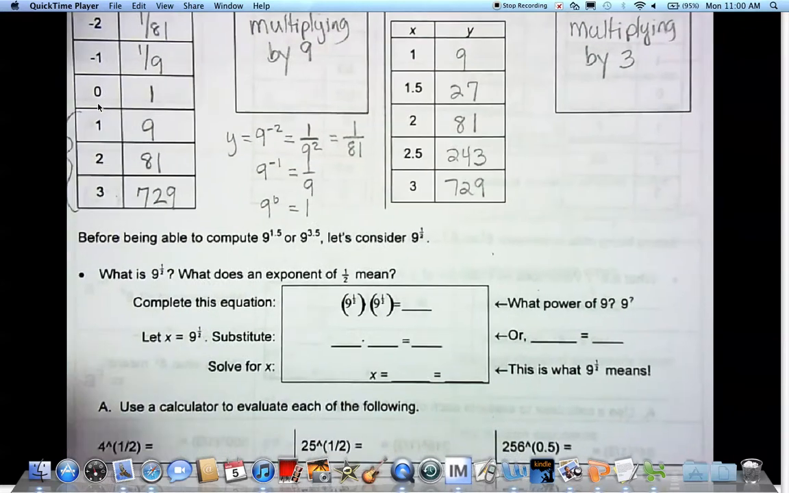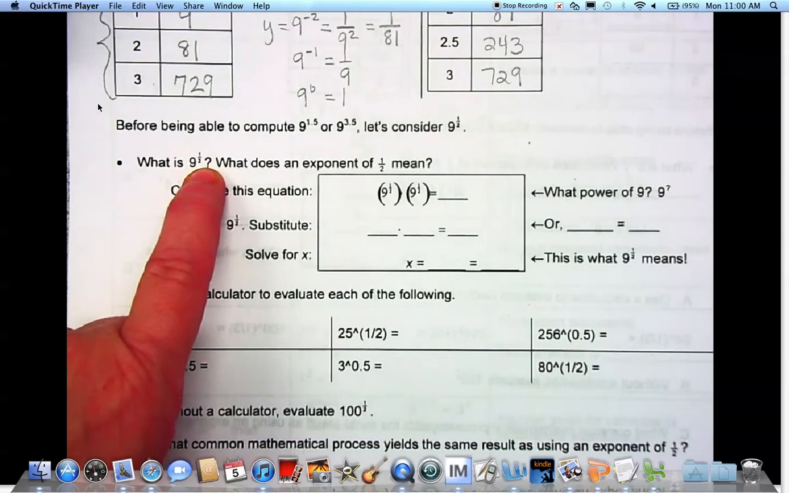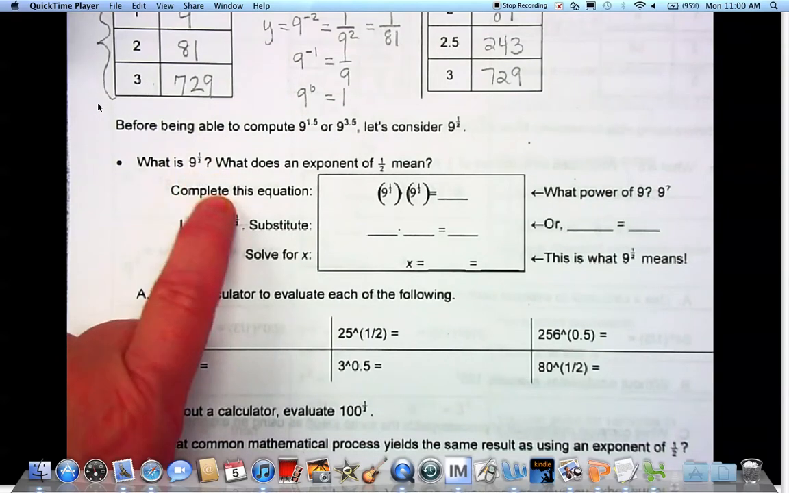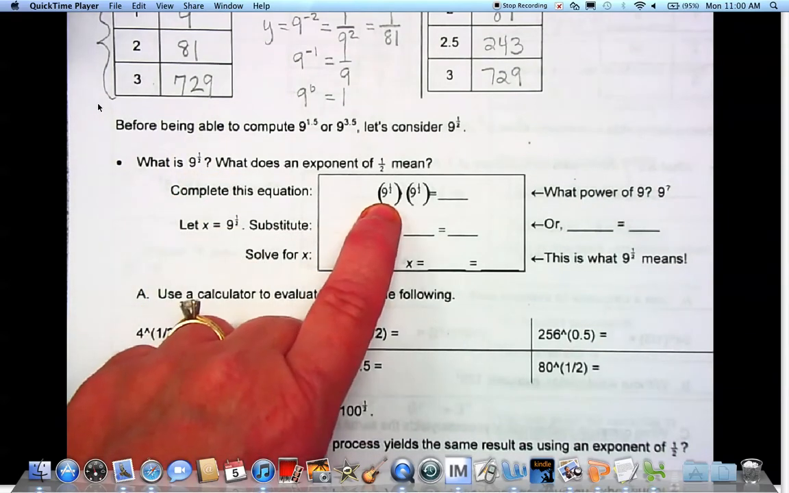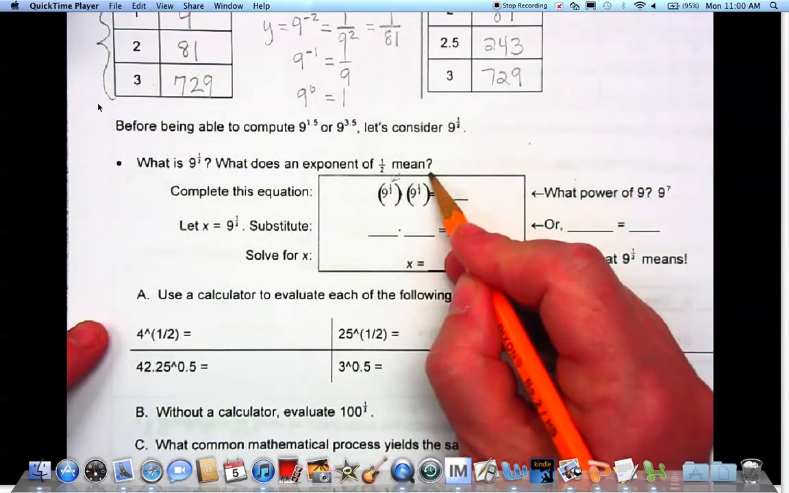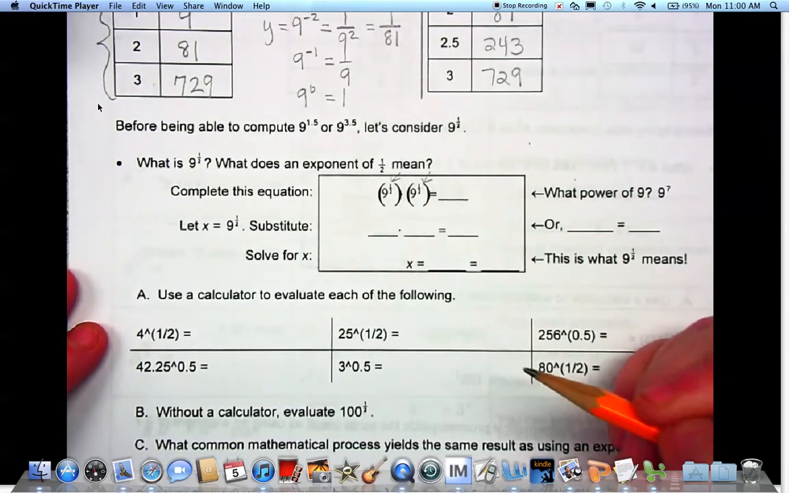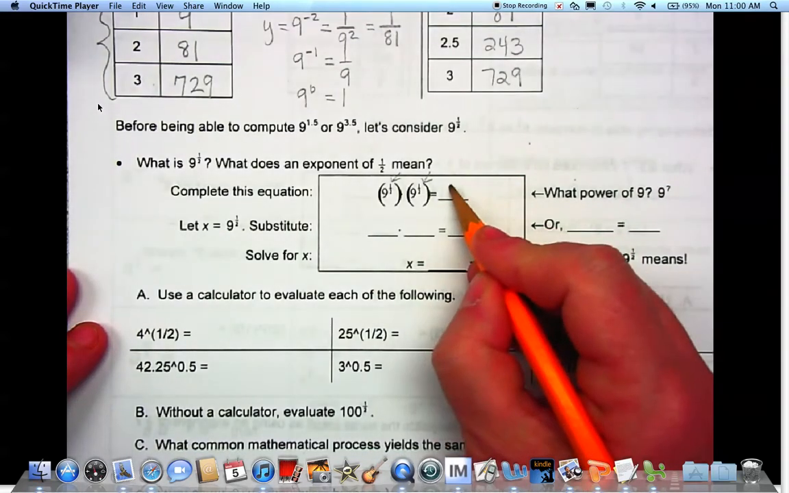Okay, so we're going to look at this. What is 9 to the 1/2 power? We're going to see what that is. If you have 9 to the 1/2 times 9 to the 1/2, you add the exponents. What's 1/2 plus 1/2? It's 1, isn't it? 2 halves, which is 1. So what's 9 to the 1?